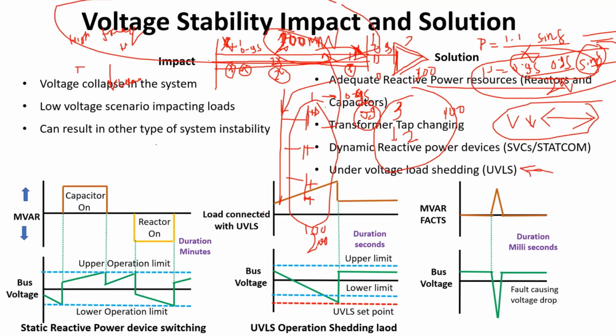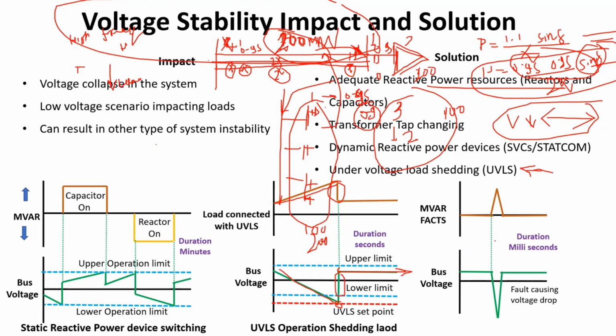So you can see that this is the example. If load keeps on increasing, bus voltage is decreasing and it has reached this point, then suddenly trip this much amount of load. So the voltage has come back to the operational limit. So this is the UVLS kind of thing.